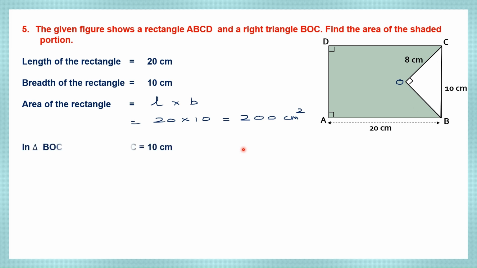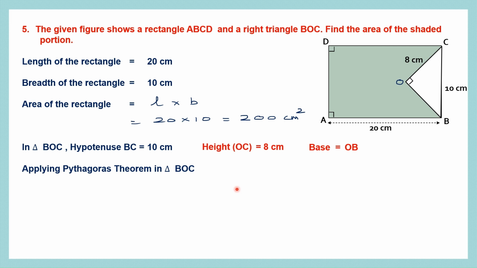So let's write what we have. So in triangle BOC, the hypotenuse BC is 10 centimeters. Then we have the height. The height is 8 centimeters. Now the base OB is what we need to find out. So now we're going to apply the Pythagoras theorem. When you apply this Pythagoras theorem in this right triangle BOC, we say that the square of the hypotenuse is equal to the sum of the squares of the other two sides.